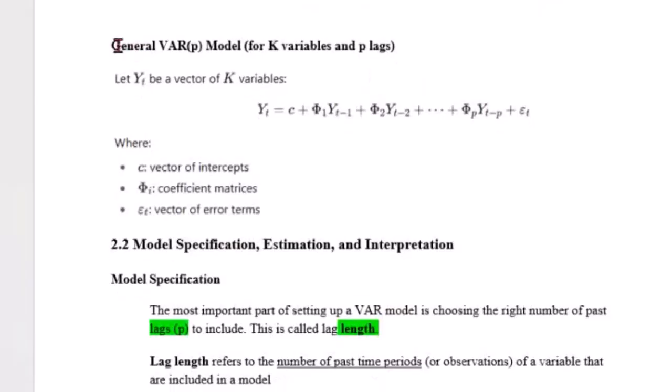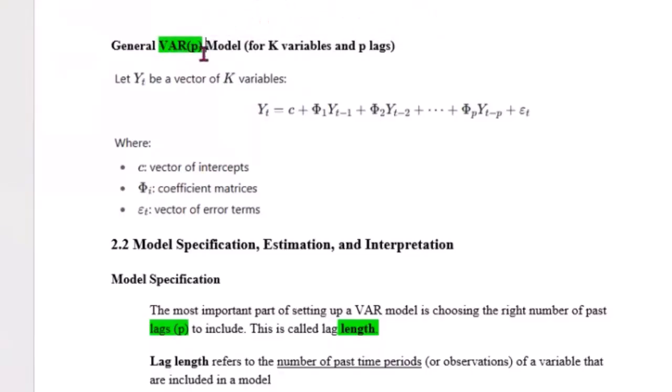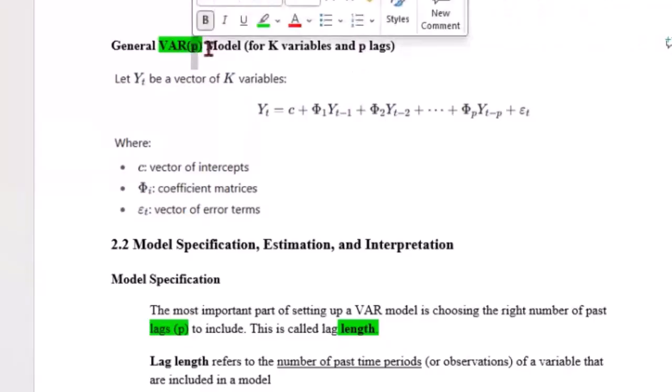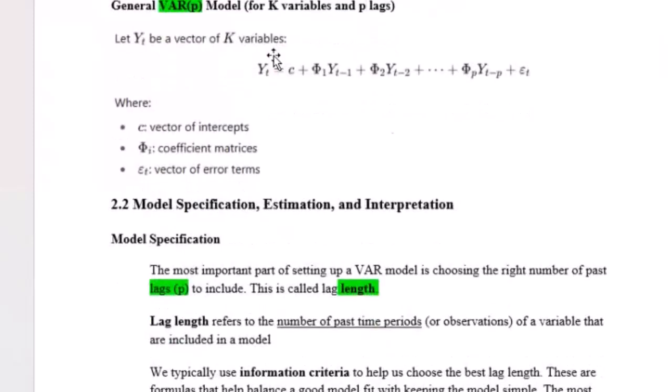Let us look at the general VAR model. And then we shall introduce some terms here: VAR in bracket P, where we have K variables and we have P lags. This P means P lags. I'll explain what lags are.